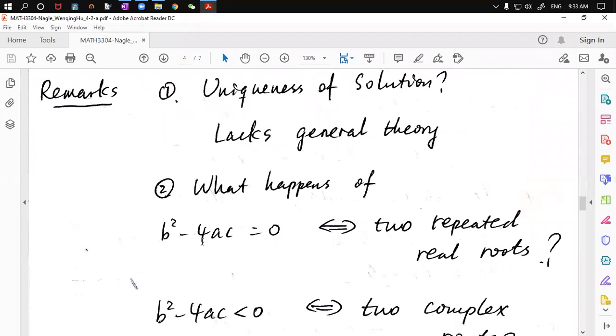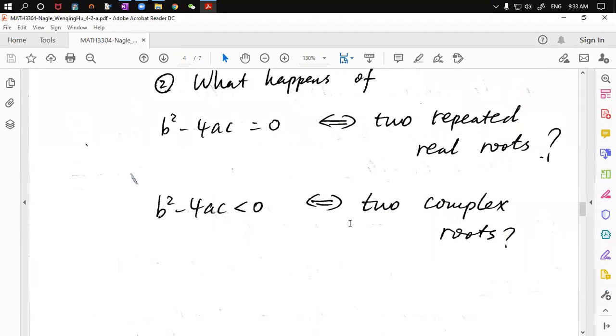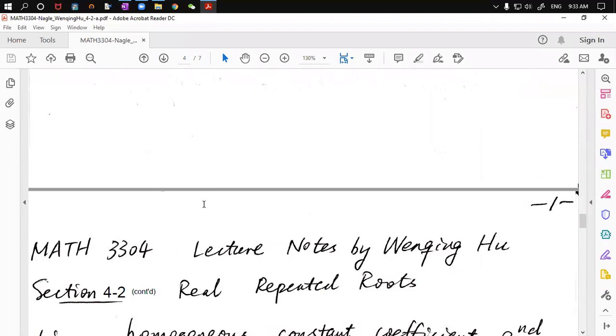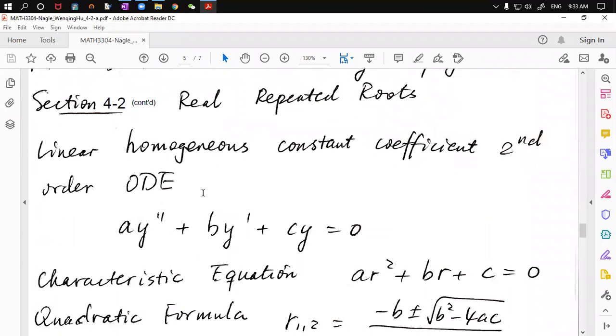If b squared minus 4ac is equal to 0, then you have repeated real roots. And if b squared minus 4ac is less than 0, you have two complex roots. In both cases, you really don't know how to solve these differential equations. So that's what we want to resolve as a continuation of today's lecture. So let's ask: how do we solve the real repeated root case?